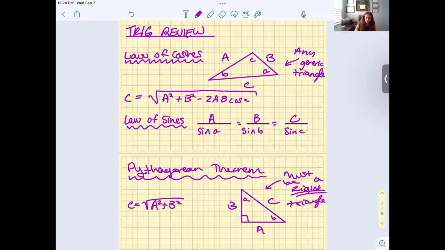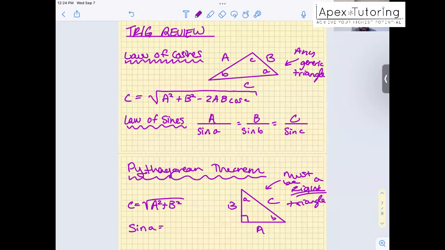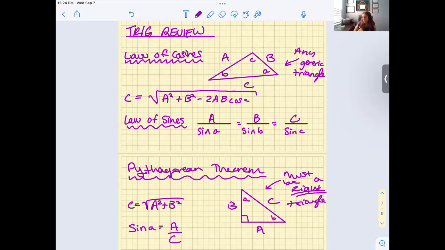In reference to this triangle, you can also use your trigonometric functions, sine, cosine, and tangent. So for example, what is sine of angle A? What over what? Opposite over hypotenuse. What's opposite of angle A? That's A. So sine of angle A is A over C. Correct. Big A over big C.